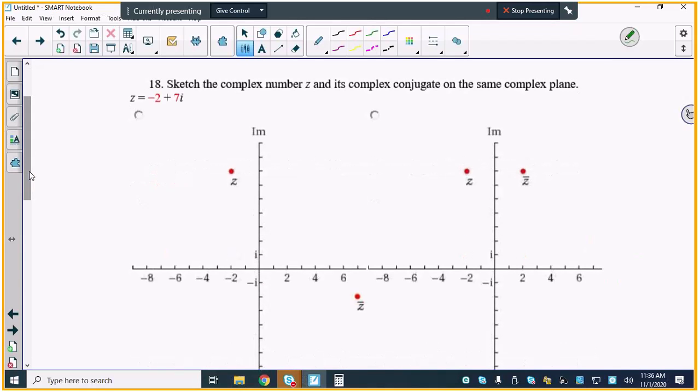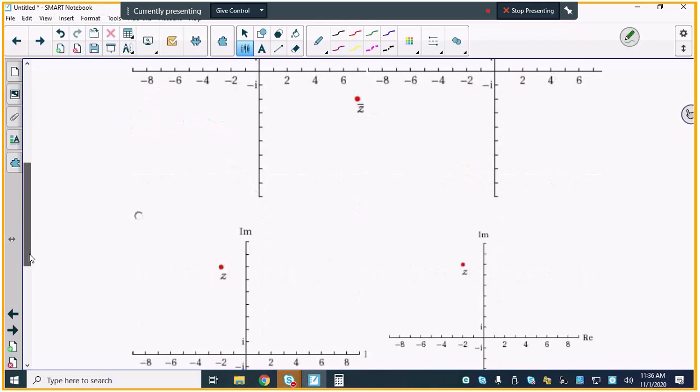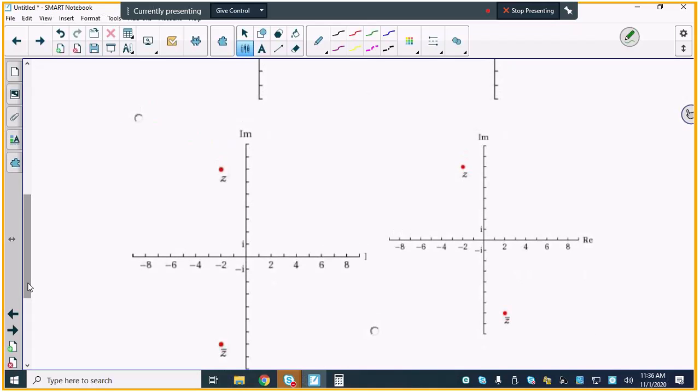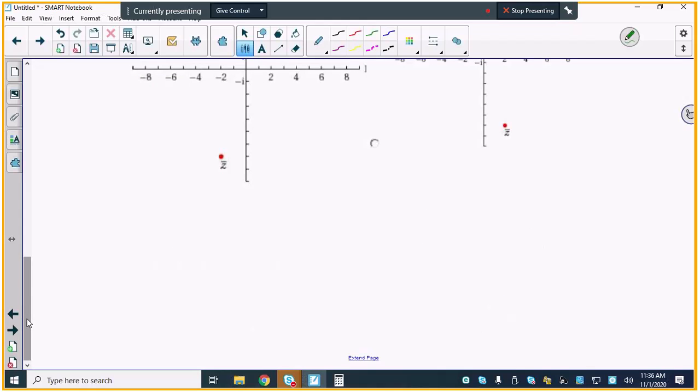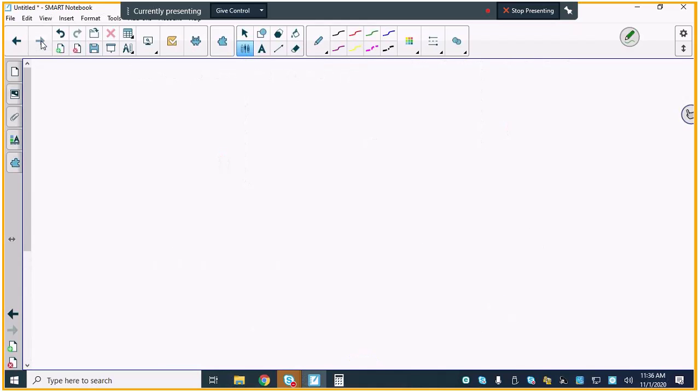So this one says to sketch the complex number z and the complex conjugate on the same complex plane. So your complex number is negative 2 plus 7i. Second quadrant, x is negative, y is positive. And z bar is going to be negative 2 minus 7i. So both x and y are negative, so that should be in the third quadrant. So just by looking, I already know that the third one is the correct choice because z is in the second, z bar is in the third quadrant. That answers my question.